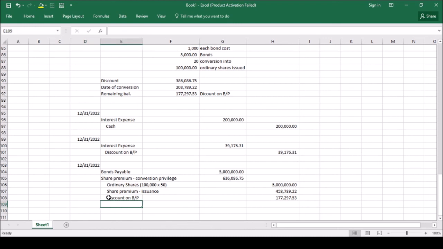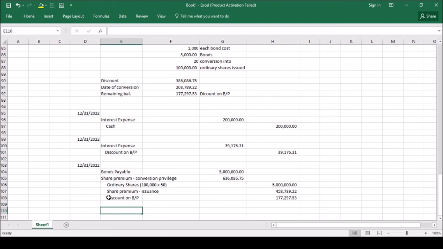Okay. On the date of conversion, dapat i-recognize muna yung interest expense na binayaran. I-recognize yung amortization. Then after that, de-recognize the face value of the bonds, including the share premium conversion privilege. And then, de-recognize as well the premium or the discount, the remaining balance. And recognize ordinary share at par. Then any excess, okay? Or the balancing figure, yun po yung tatawagin nating share premium on issue once.